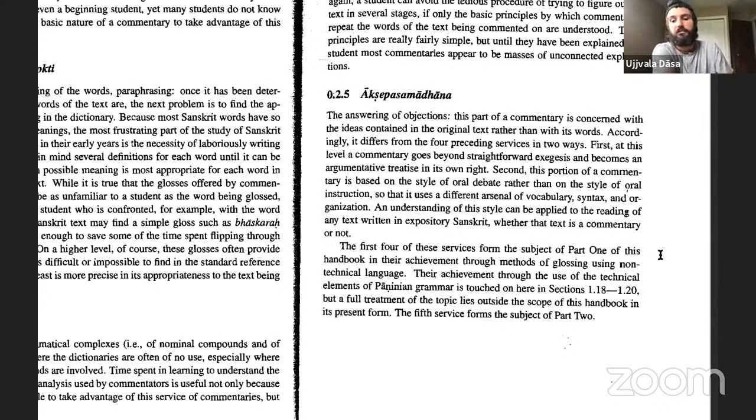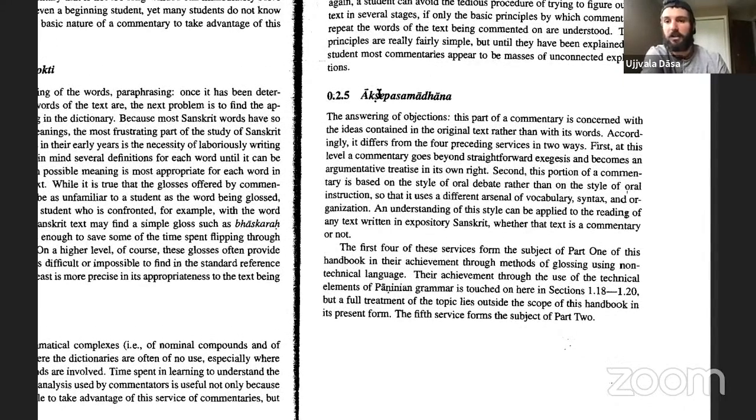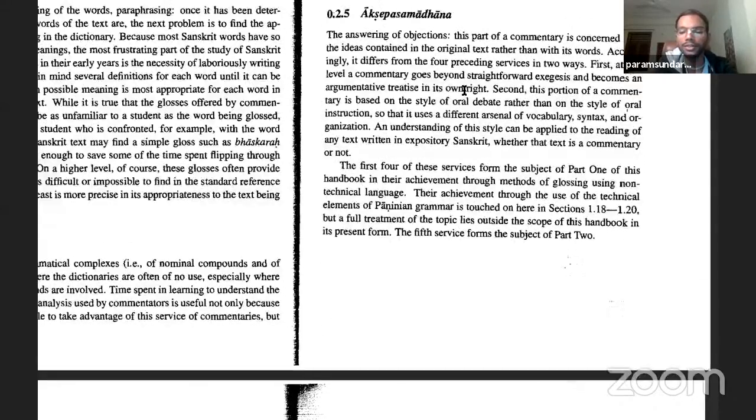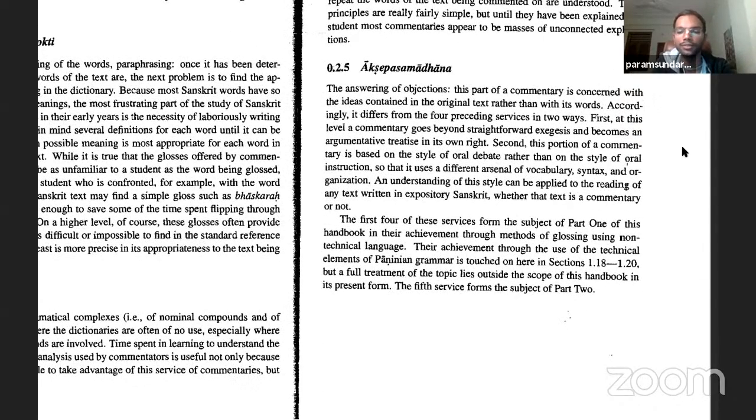The fifth service forms the subject of part two, because that's mainly how the Bhashya style is used, this Akshepa Samadhana. You know, we see objections are raised. Oh, Itya Sankhya, he would have thought like this, so then that's why he's saying this. It's interesting they have used this word service with this, like fourth service, fifth service.